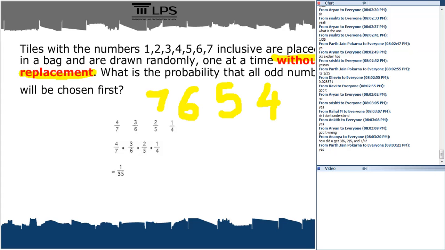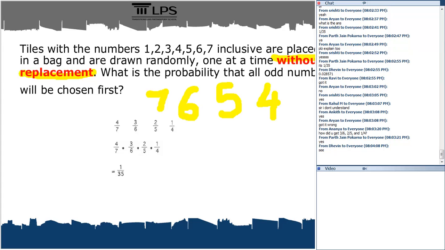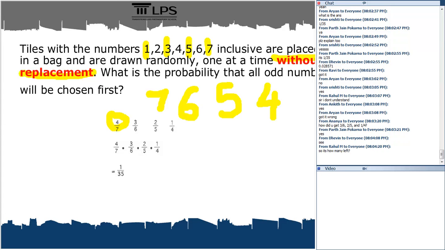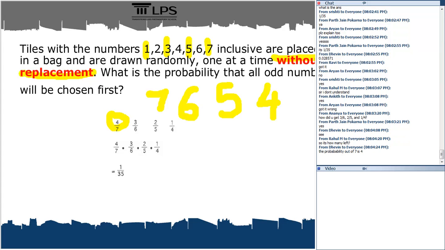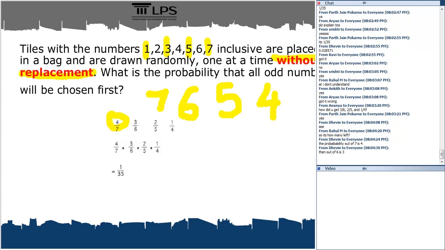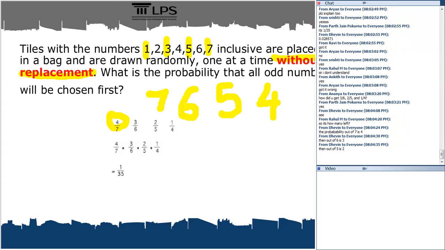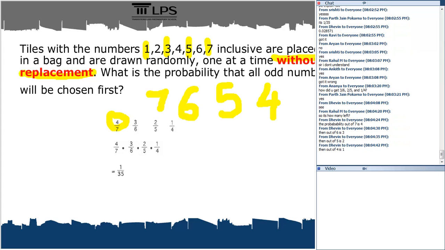If the total number of odd numbers that are there is 1, 2, 3 and 4, and that is why this is 4, the numerator is 4, then 4 divided by 7 is going to be the probability of drawing an odd number in the first draw, then it is going to be 3 by 6, then 2 by 5, then 1 by 4. Remember, each time you are drawing an odd number because the question asked is odd number.